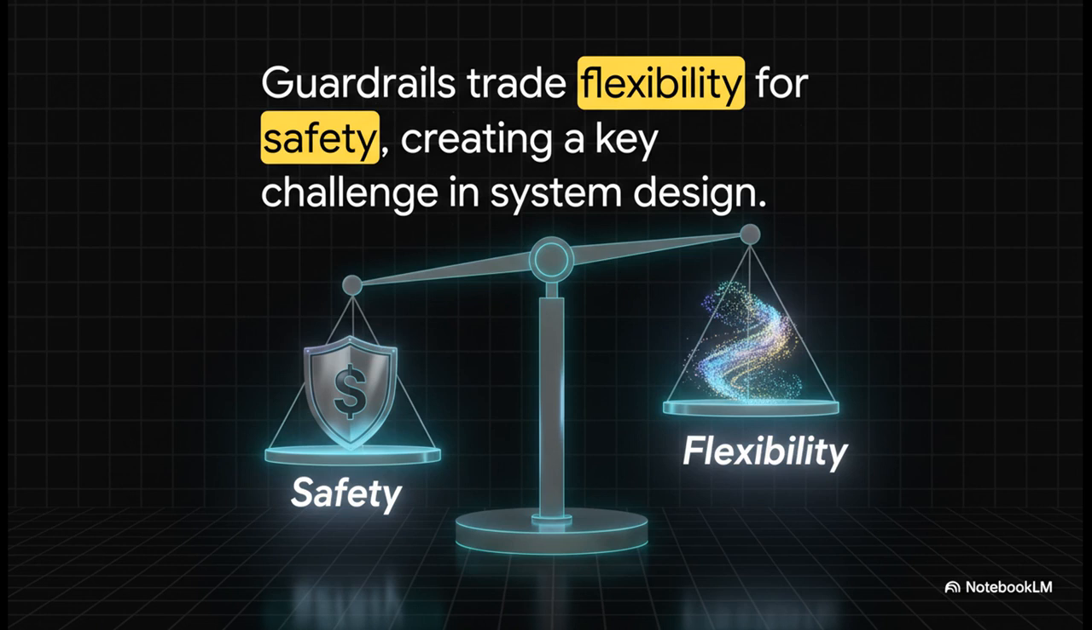So what's the catch? Well, there's always a trade-off, isn't there? Guardrails trade flexibility for safety. The more you lock the system down, the safer and more predictable it's going to be. But at the same time, you're also stifling its creativity and flexibility. And finding that perfect balance is one of the biggest challenges when you're designing an AI system.